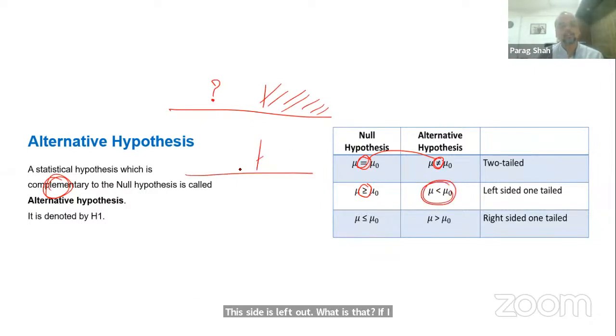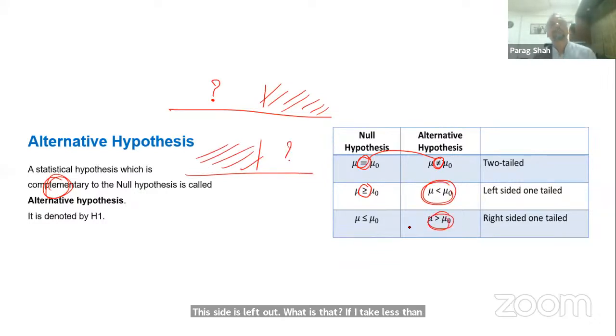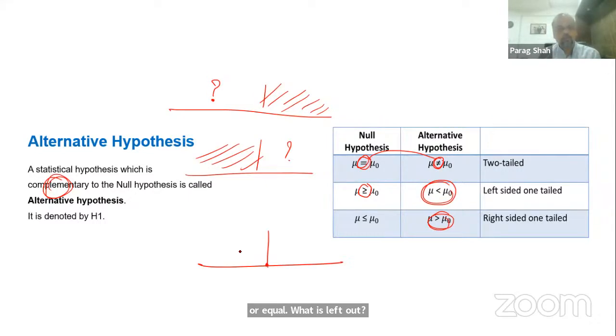If I take less than or equal to, what is left out? Greater than. If I take equal to, what is left out? Both sides are left out, and that is why it is not equal to. So if your null hypothesis is equal to, its complement will be not equal to, which is called two-tailed.